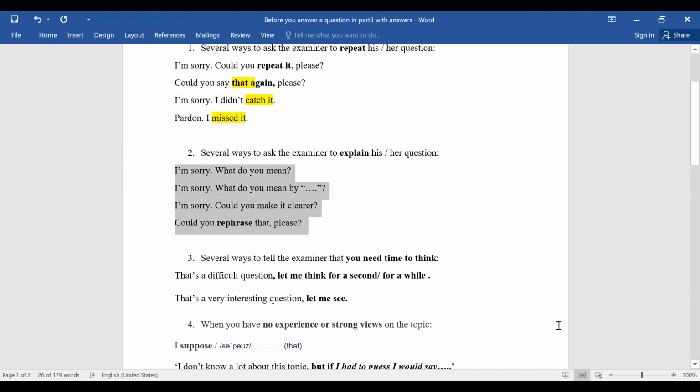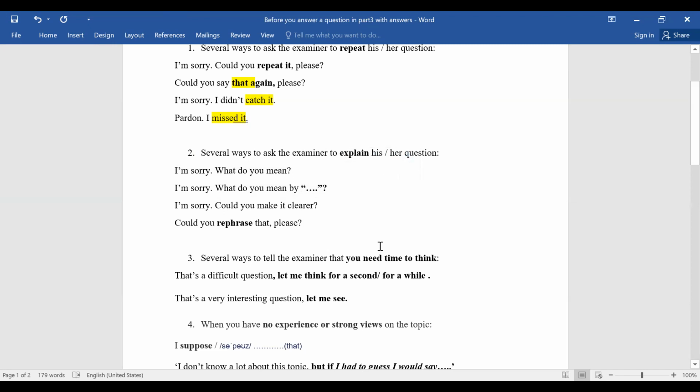I need your help. And Thanh Ha, can you please unmute yourself? Yes, I'm here, teacher. What is the difference between... I'm sorry, what do you mean? I'm sorry, what do you mean by what's the difference between them? I think that when you say "what do you mean by" something, the examiner will explain the word after "by".